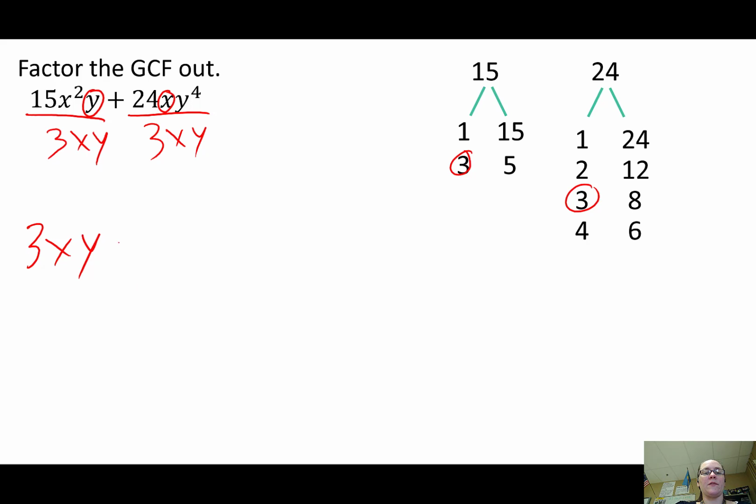So 15 divided by 3 is 5. x squared divided by x gives me x. y divided by y cancels out. We're good there. Plus 24 divided by 3 is 8. x divided by x cancels out. And y to the fourth divided by y gives me y to the third.